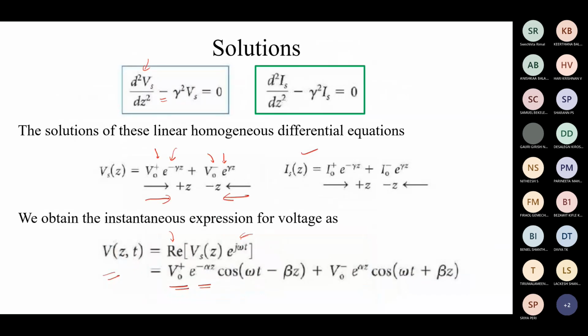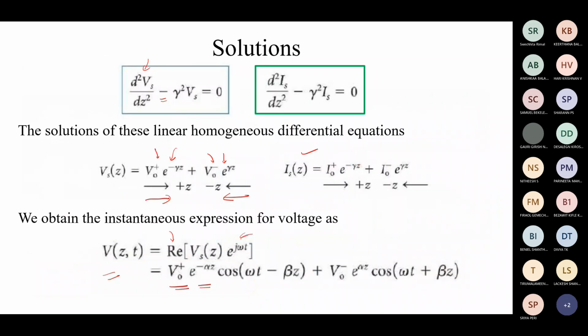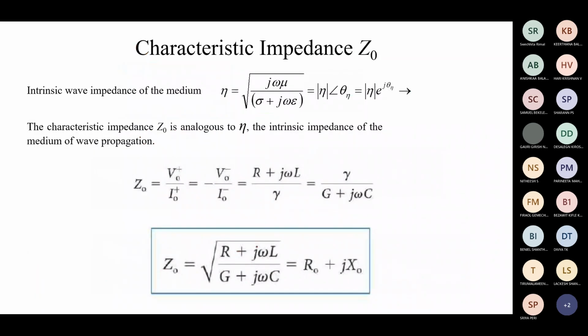Now we got the wave equation, where alpha and beta can also be expressed in terms of RLGC. The next one is the wave impedance. We already know the wave impedance for a lossy medium, which is represented by this, with a real and imaginary term. This is the phasor expression. Now we have to get the same wave impedance for the transmission line.